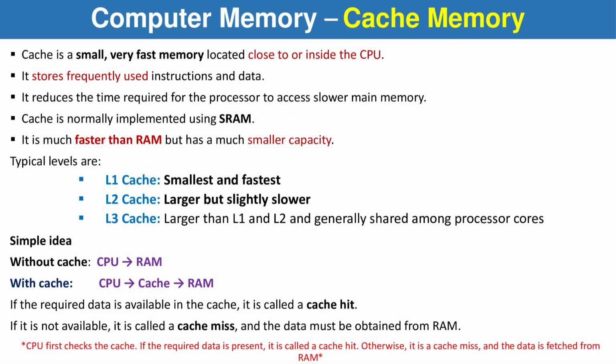Cache is a small and very fast memory located close to or inside the CPU. It stores frequently used instructions and data, reducing the time required to access RAM. If the required data is found in the cache, it is called a cache hit. If it is not found, it is called a cache miss, and the data is fetched from RAM. Cache is commonly organized as L1, L2, and L3 levels.